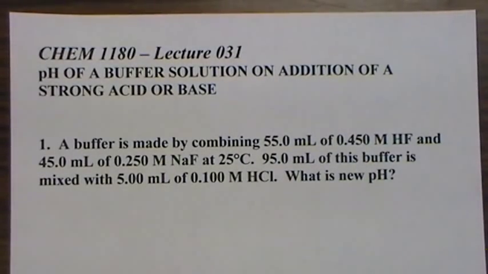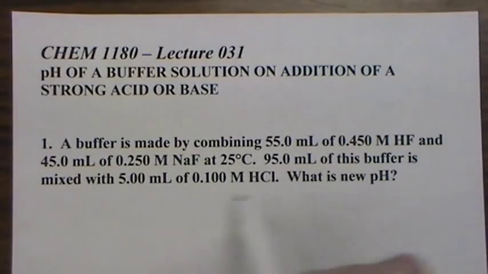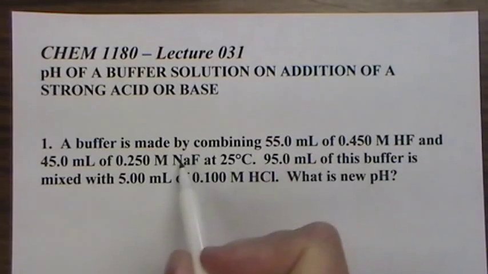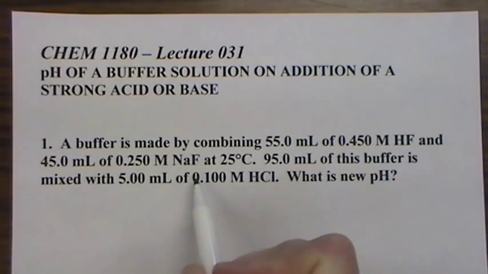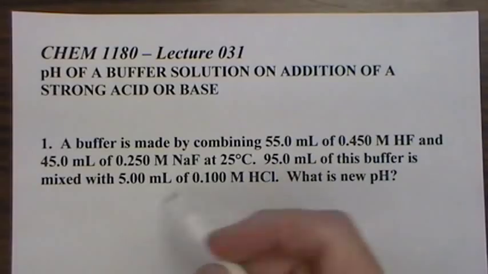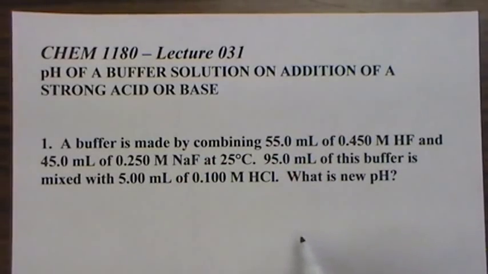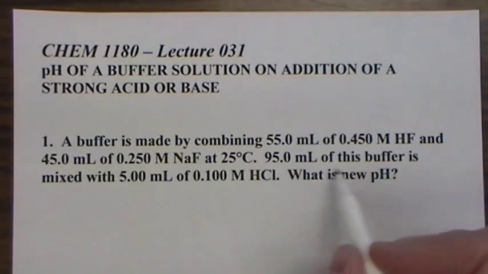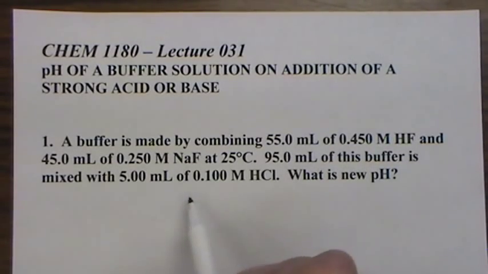Okay, this is one of the toughest problems that we have. First, we're going to make a buffer, and then we're going to add HCl to it. So the first one, we're going to have to combine HF and F minus, like we did before. So we're going to have to change to moles to figure out the new concentrations. And then we're going to add 95 mils of this buffer that we just made to 5 mils of HCl.